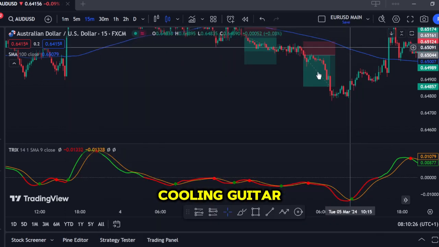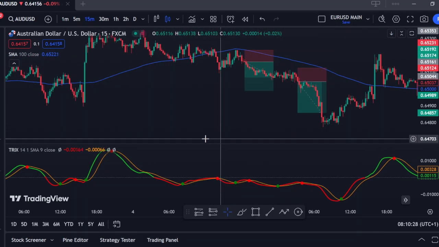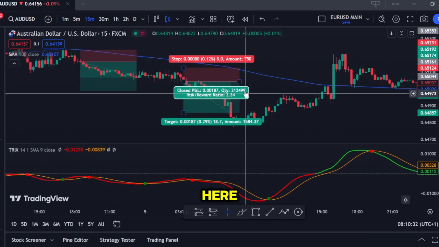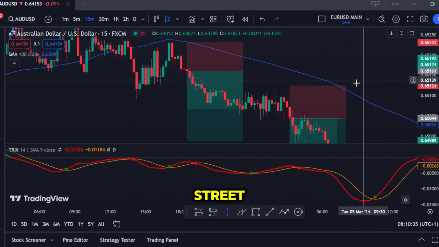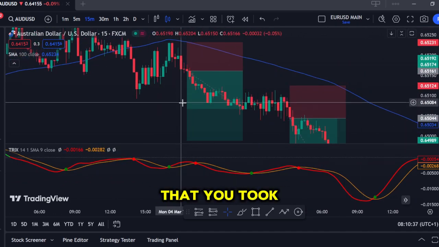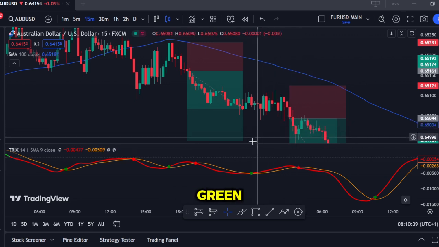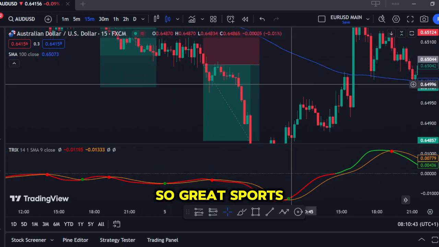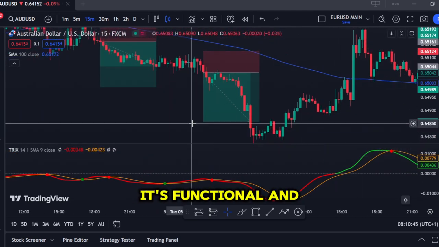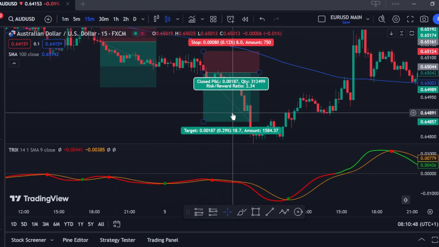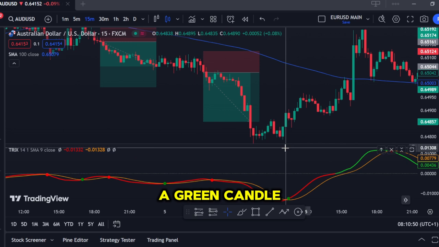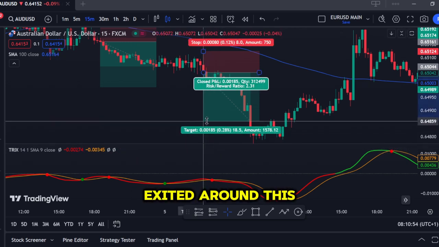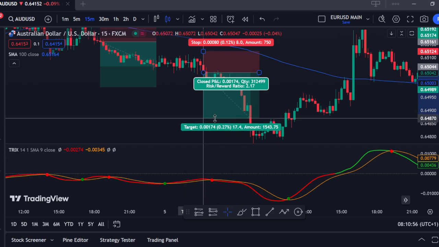It's a very cool indicator. This one is even simpler to use. You exit a sell trade when you see a green. For example, this trade that is right here. Let me zoom in on this trade. This trade that you took here, you exit when you see a green, which it gave you an exit right on this particular candle, which is not so great, but yeah, it's functional. And then if you had sold right here, you would wait until you get a green candle, which is around here. So you would have exited around this zone of the candle.